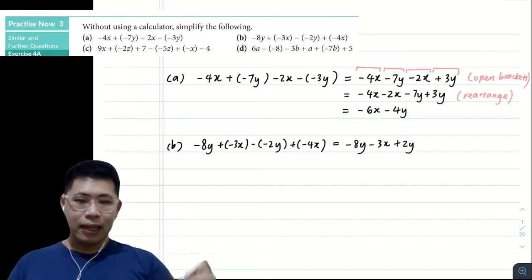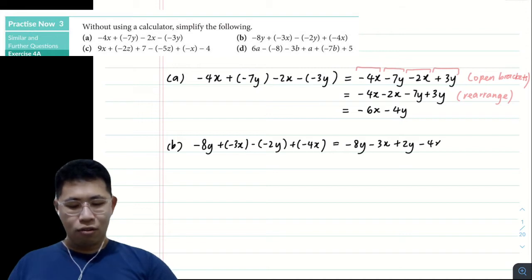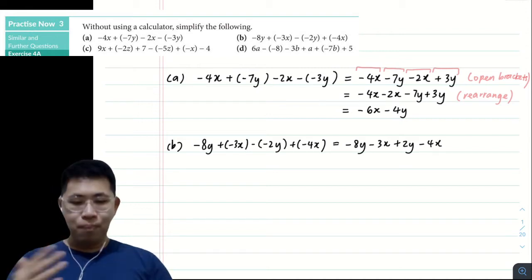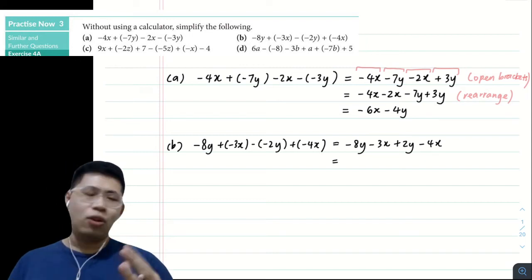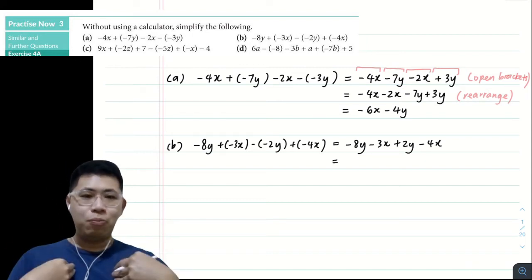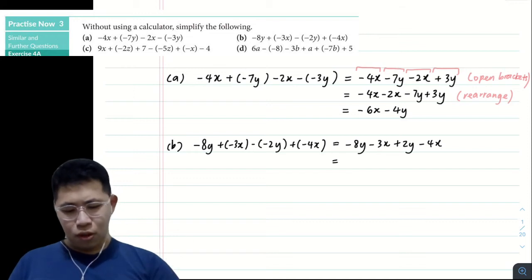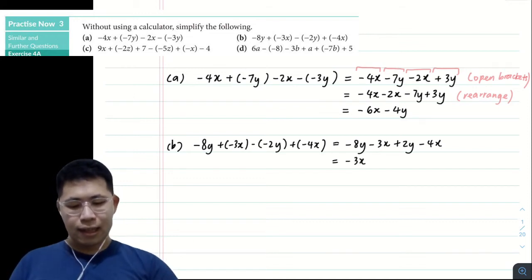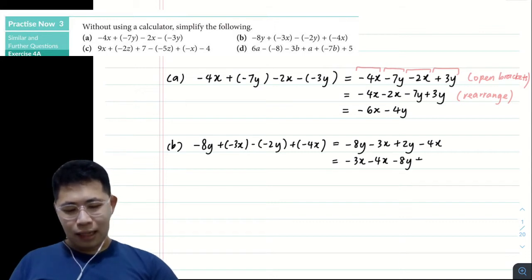And plus negative 4x is just minus 4x. Alright, so then we open the brackets. Now we rearrange. Now I put my x in front, or you can put your y in front, up to you. I will prefer to put my x in front. So I have a negative 3x minus 4x minus 8y plus a 2y.